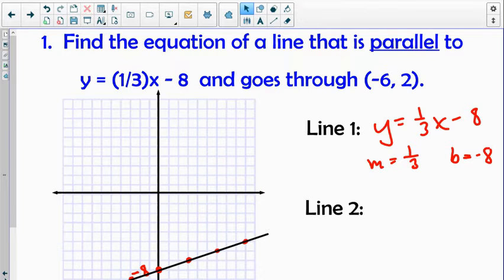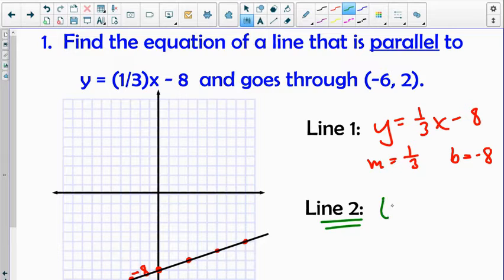There we go. Now, what we're trying to do is actually draw this second line. And all we know right now about the second line is that it goes through the ordered pair -6, 2. So I can plot that point on my graph. But I also know that it has to be parallel to the first line. And we just said that parallel lines have the same slope.